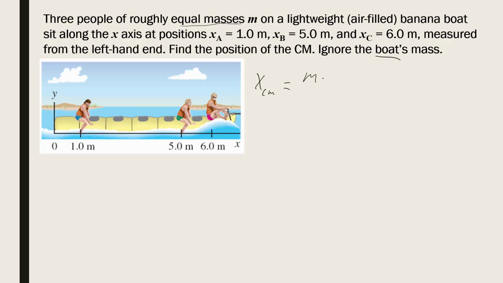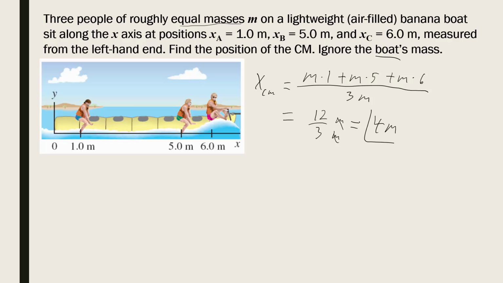Things are going to cancel out, times the location of the first mass, which is 1, plus m times the location of the second mass, which is 5, plus m times the location of the last mass, which is 6, and then we're going to divide that by the total mass, which is going to be 3m. So all the m's go away, and so we've got 12 over 3, and so we get 4. Now this m here is meters, not masses, and so the center of mass would be located right there at 4, which we would expect it to be up closer to these two guys up here, right?